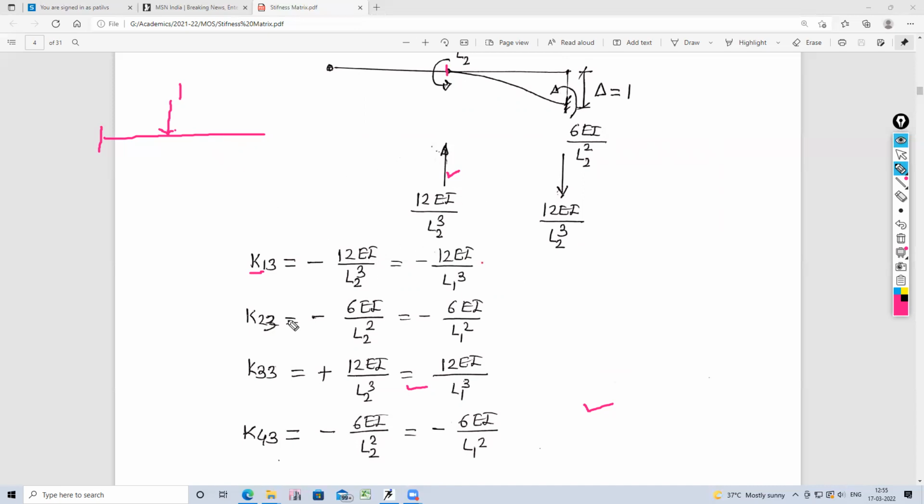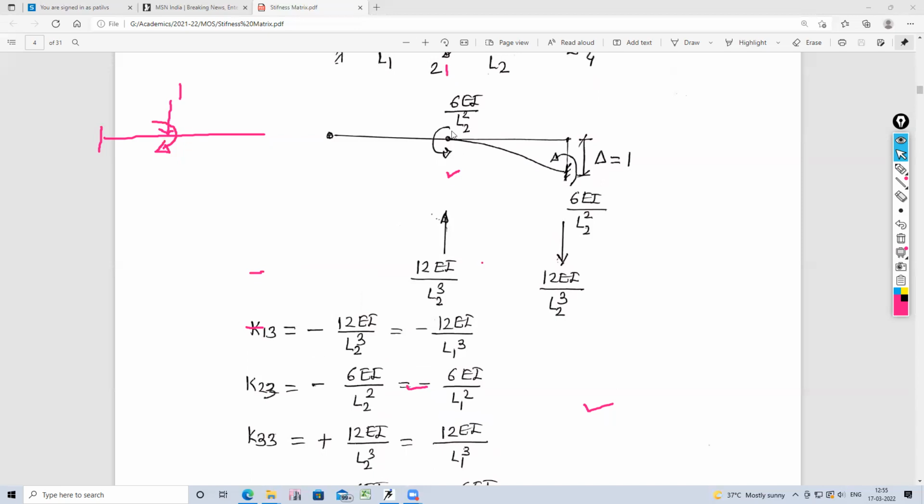Then K23, stiffness at 2 now. What is coordinate 2? Coordinate 2 is a clockwise movement. Now here, what is the moment produced? The moment produced is in an anti-clockwise direction. Therefore, this element will be negative. And what is the value? 6 EI upon L2 square. So it is minus. Okay, so this is a minus element, the second.